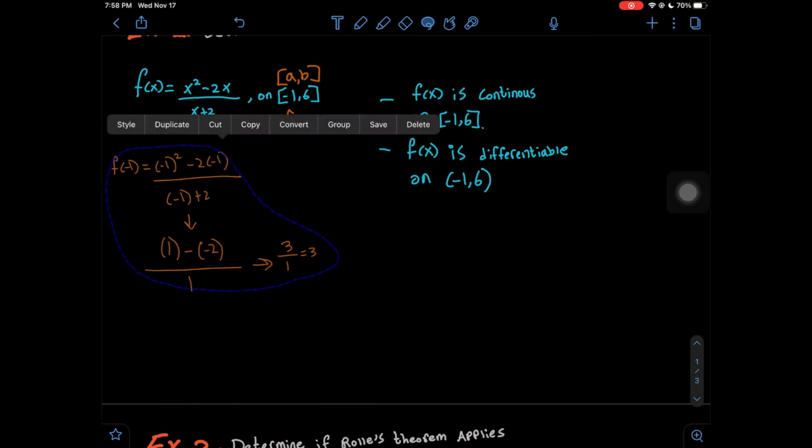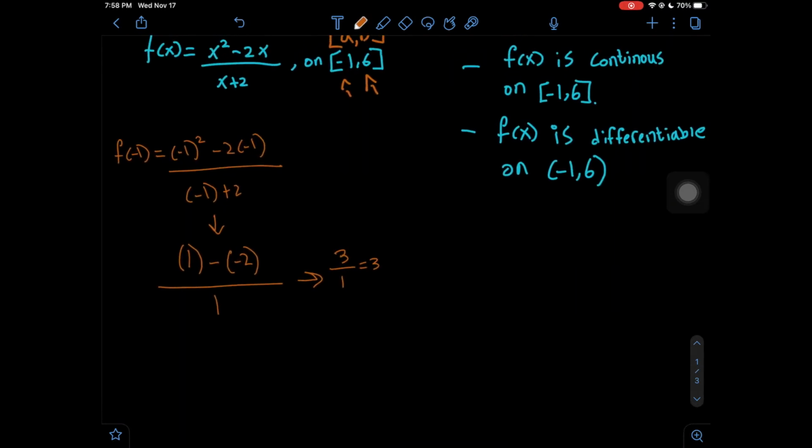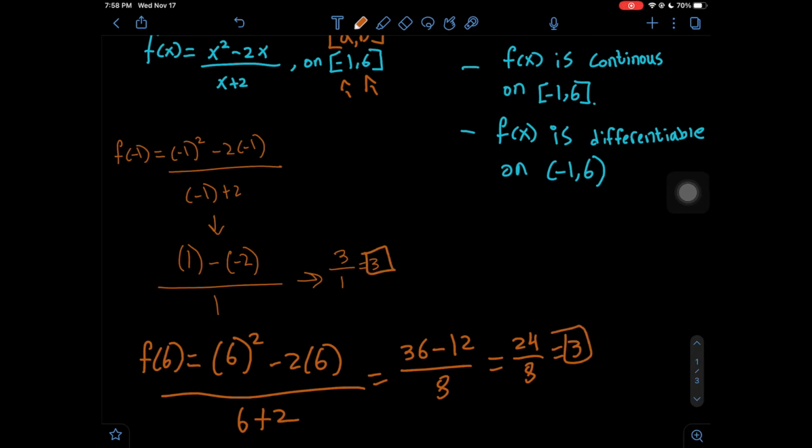Now we have to figure out if f of b, or in this case f of 6, is equal to 3 as well. So we're going to do that right here. f of 6 equals, I'm going to substitute in again with 6, so we have 6 squared minus 2 times 6 over 6 plus 2. So 6 squared is 36 minus 2 times 6, which is 12, over 6 plus 2, which is 8. 36 minus 12 is just 24 over 8 equals 3. So we can see that f of a does in fact equal f of b.